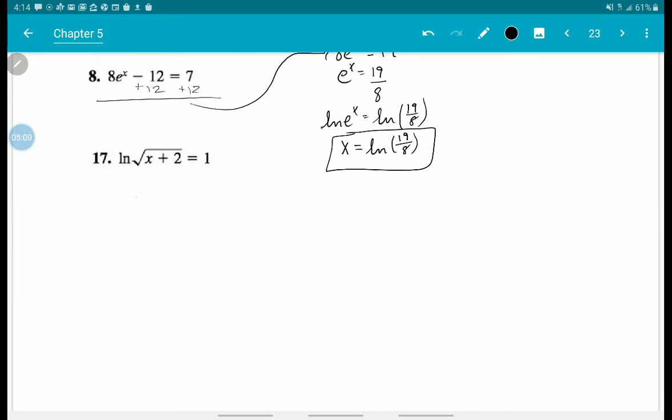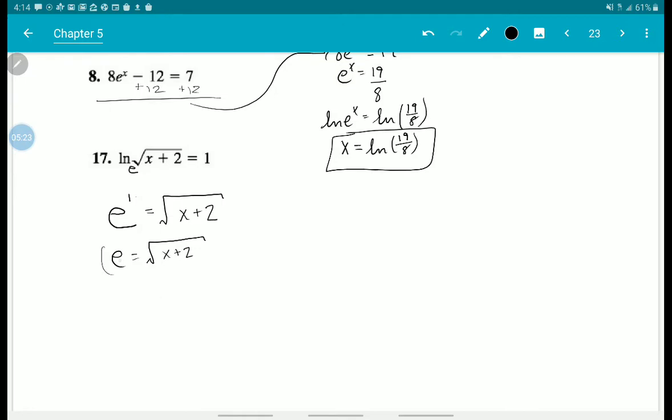17 is a logarithmic equation. You have to remember the base. So here the base is e. So let's rewrite it as an exponential. The base is e, the exponent would be 1, and that would be equal to the square root of x plus 2. So e to the first is just e.